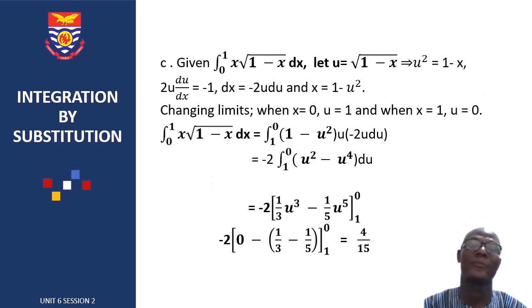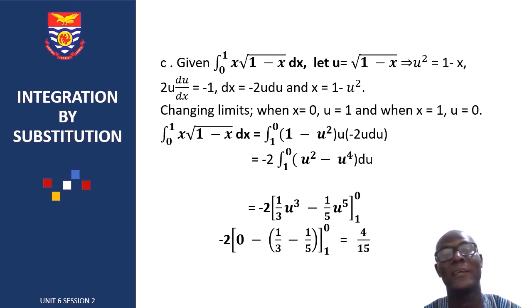the answer. C. Given the integral, the lower limit 0, upper limit 1, x root 1 minus x dx, we integrate this definite integral by integration by substitution. In this case, we let u to be the root of 1 minus x. Now taking square of both sides, we have u squared is equal to 1 minus x.